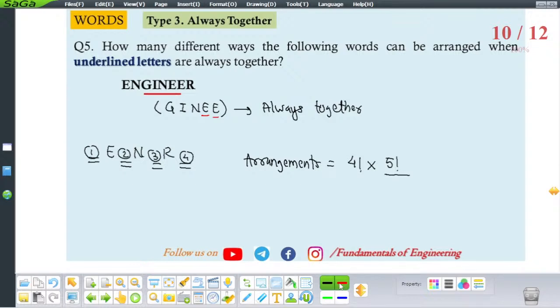So 4 factorial value is 24, into 5 factorial value is 120, divided by 2. So 2 12s are 24, 12 into 120, we are getting 1440. So these are the possible arrangements we can get when in the word ENGINEER the letters GINEE are underlined. Hope we are getting all the points.